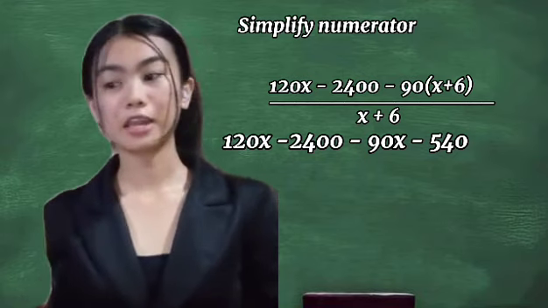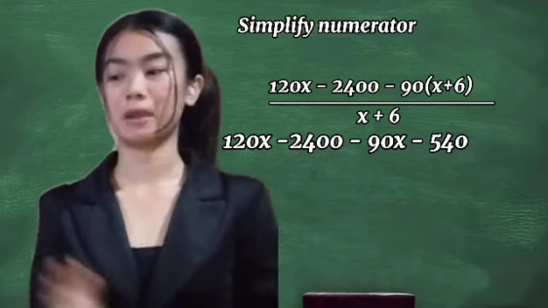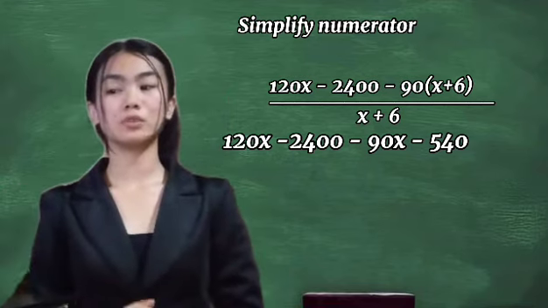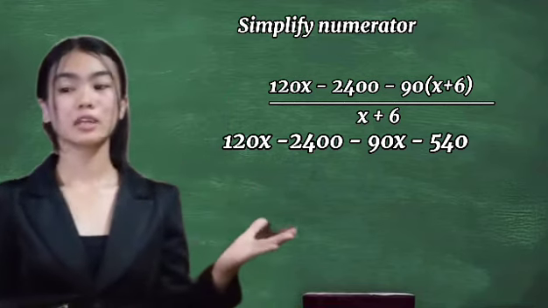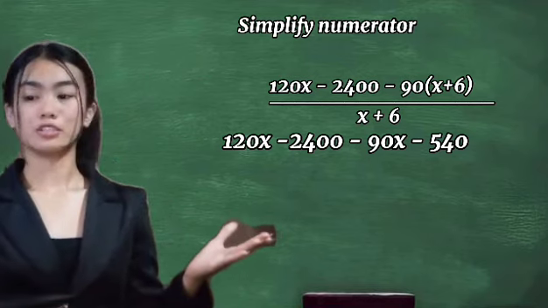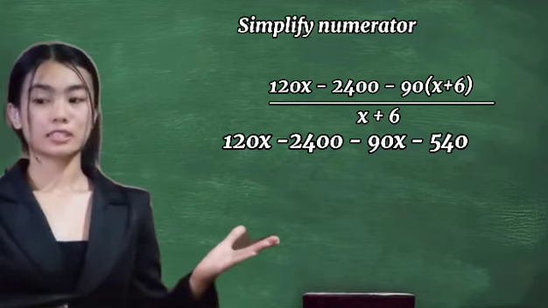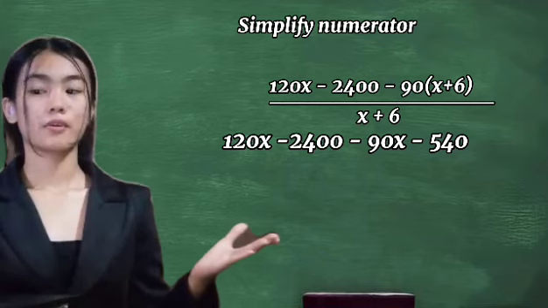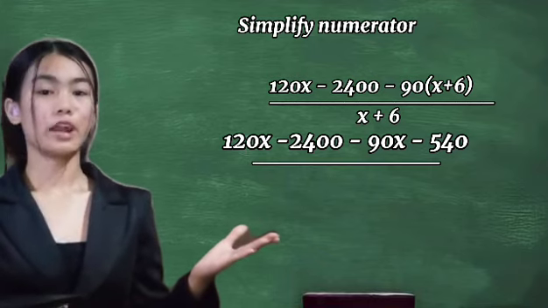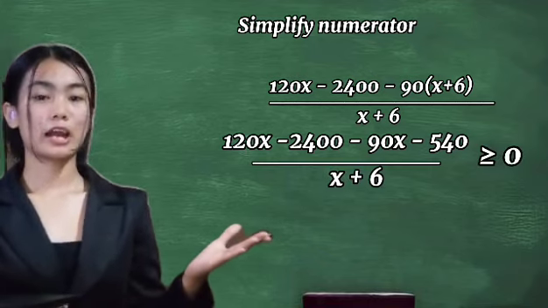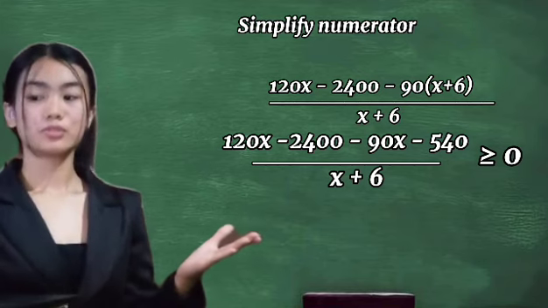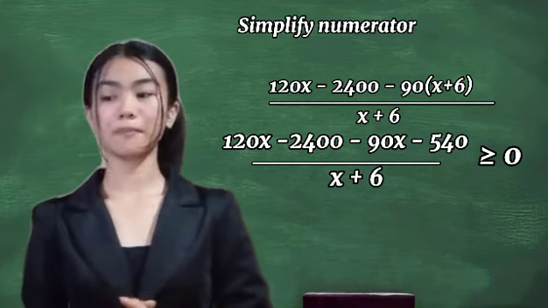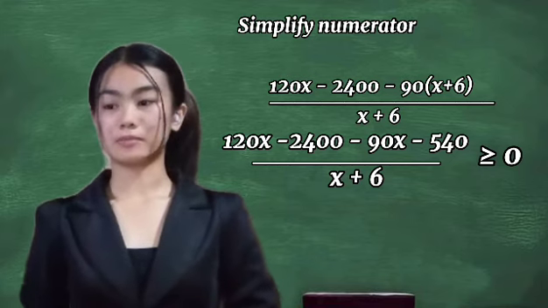Oh, negative 540. My bad. So the inequality will be 120x minus 2,400 minus 90x minus 540 over x plus 6 greater than or equal to 0. Next step, we will combine like terms.